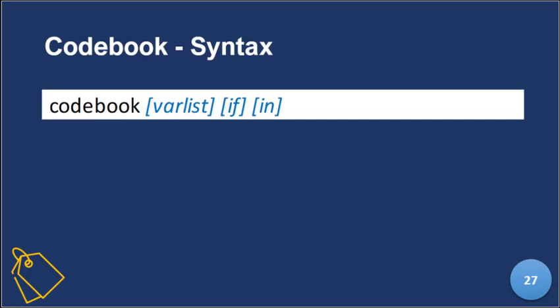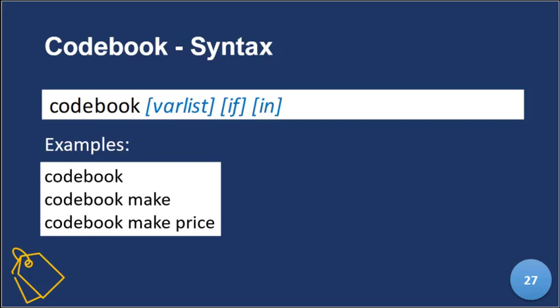It's important to also see it's basically the same syntax. So you use codebook, it describes all the variables in the data set. Codebook make, only one variable. Codebook make and price, those two variables will be used. So this is how it works. In the practical session, we will show you in more detail what information they give and how they help for clarity.